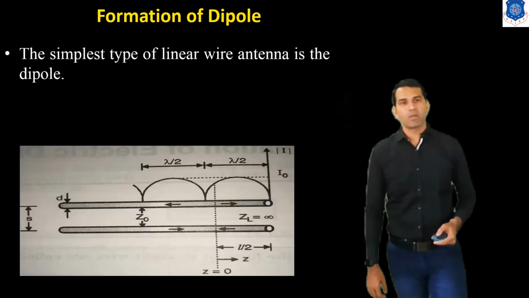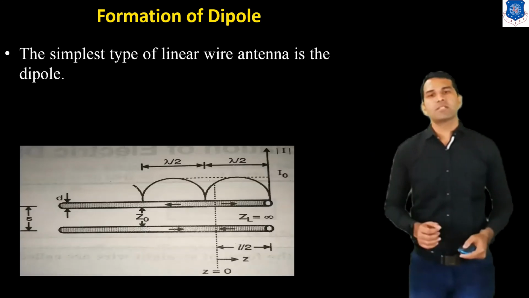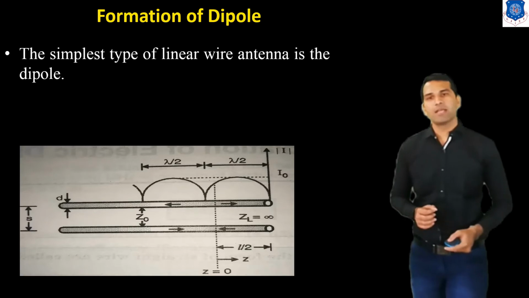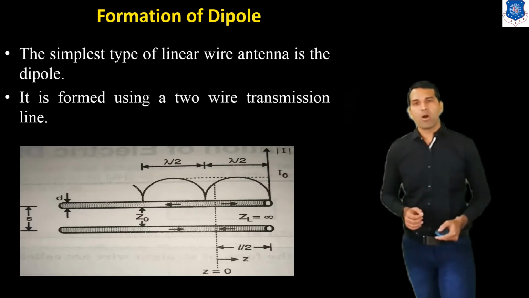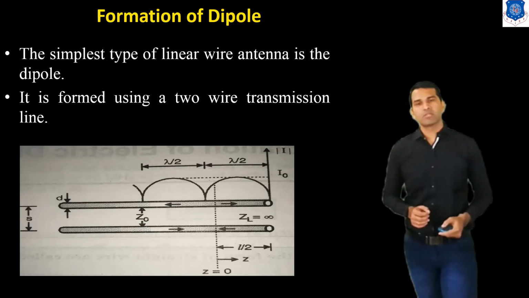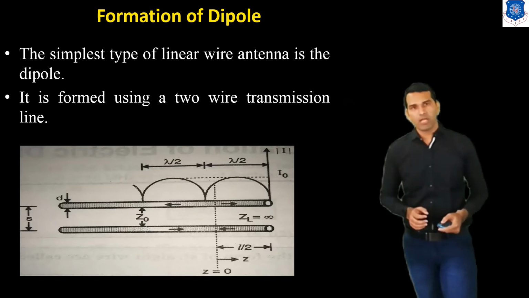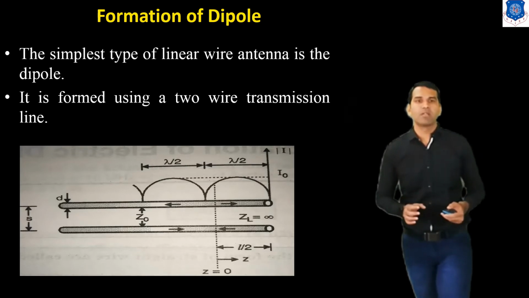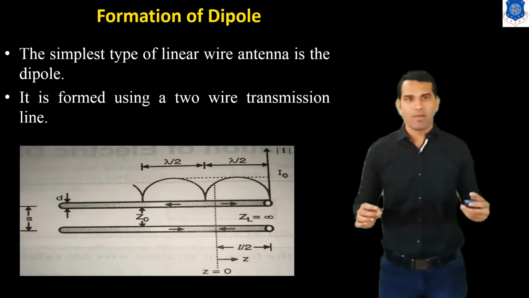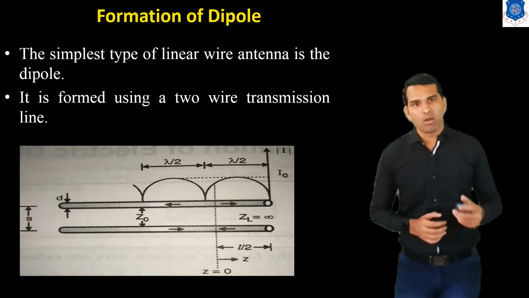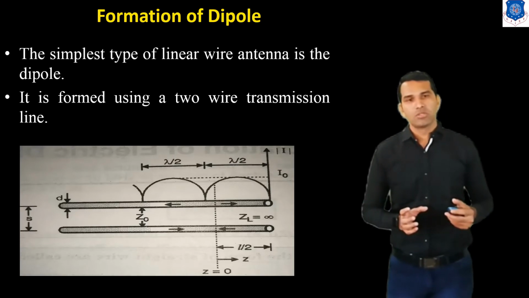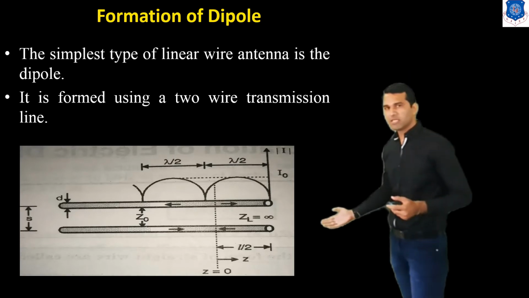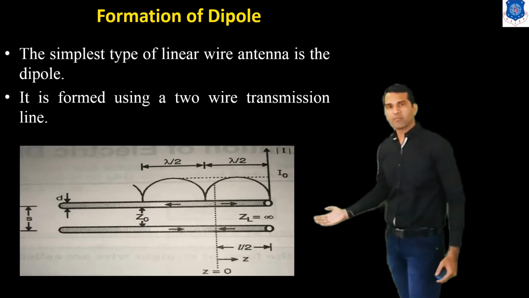So, the formation of the dipole antenna. The simplest type of linear wire antenna is nothing but the dipole antenna. It is formed using a two-wire transmission line. So we know that the dipole antenna is simply a linear wire antenna, and we can make the dipole antenna by using a two-wire transmission line. Here in the figure we can see the two-wire transmission line.